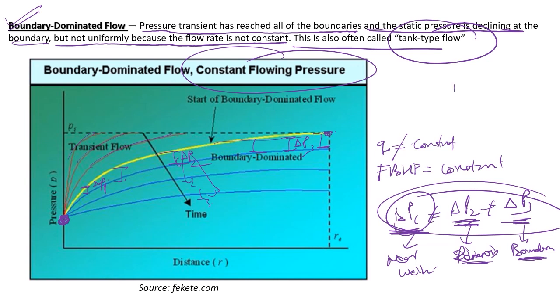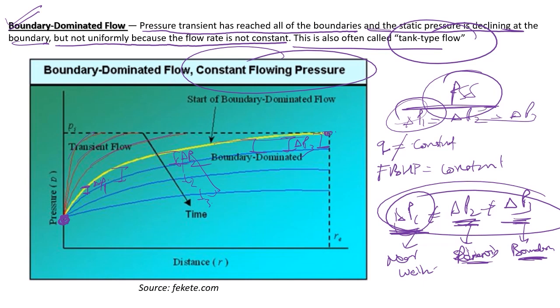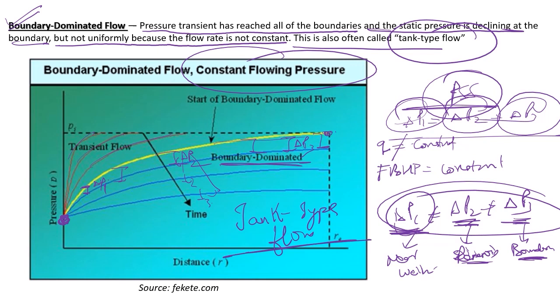Whereas in the pseudo steady state condition, at that time my delta P1 equals delta P2 equals delta P3. That means at the near wellbore, at the reservoir and at the boundary, my change in pressure response was the same. So this is a case of a boundary dominated flow, and this is also termed as a tank type flow. Again, I took this particular diagram from Fekete.com.